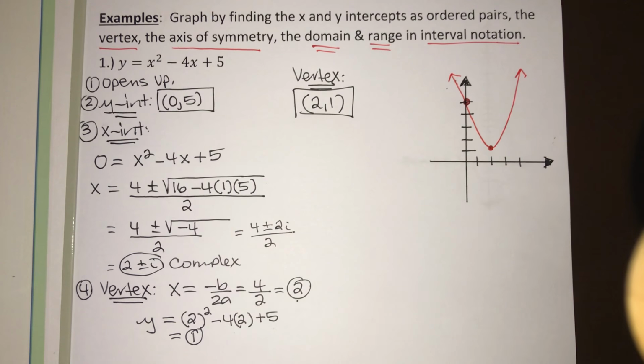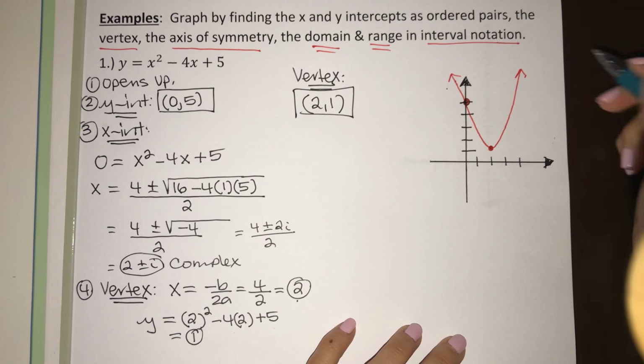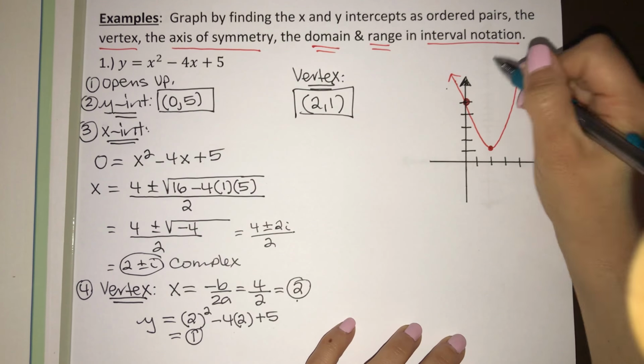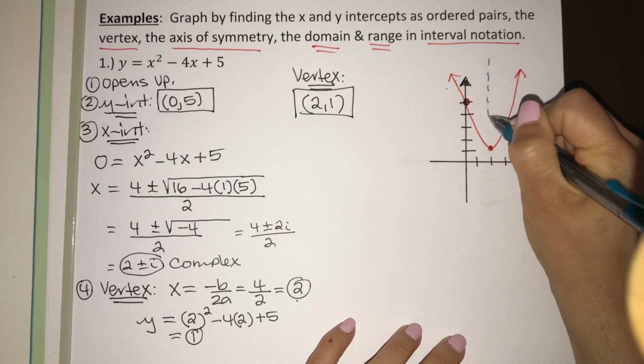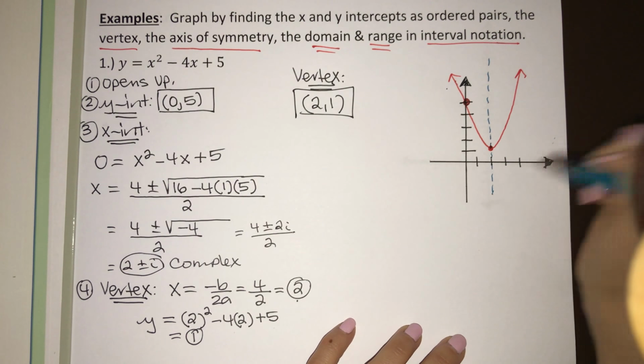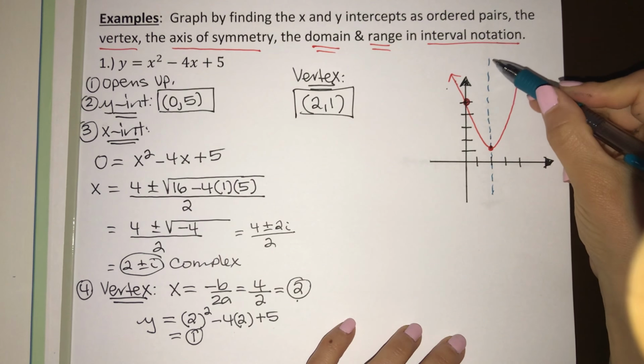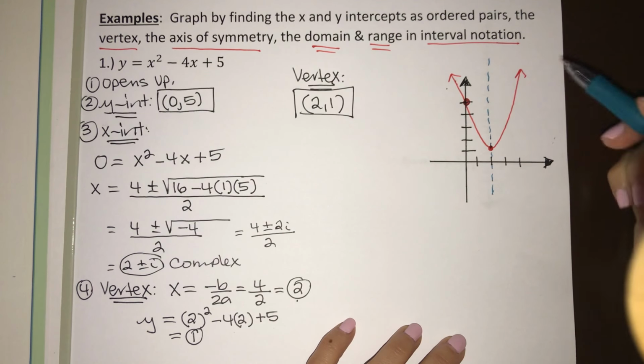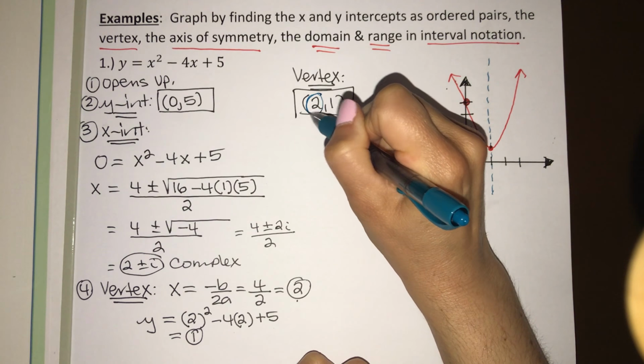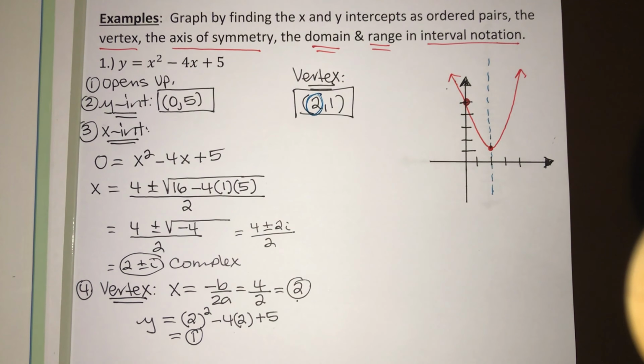So I have that. Now the axis of symmetry basically is an imaginary line that cuts the parabola in half, and it always goes through the vertex. So it's just going to be a vertical line that cuts your parabola in half. And we just want to write the equation of this line. So the equation of this vertical line is going to be x equals 2. It's exactly this number, the x coordinate for your vertex.